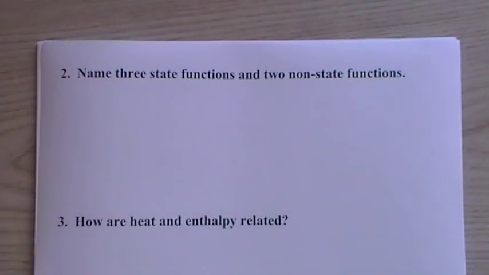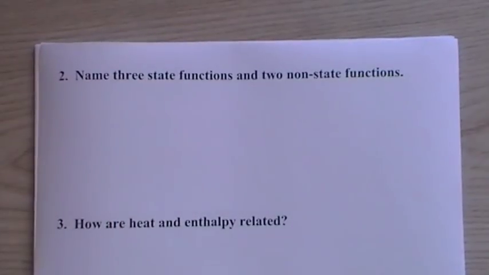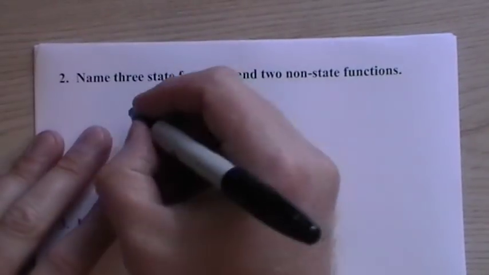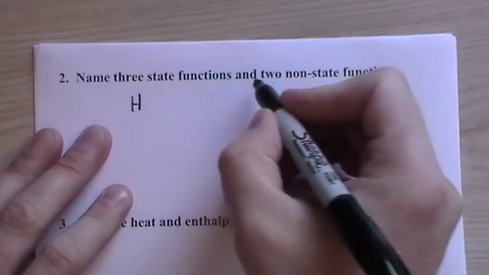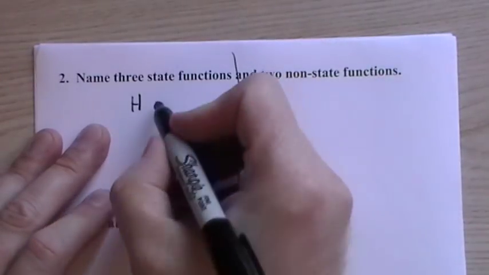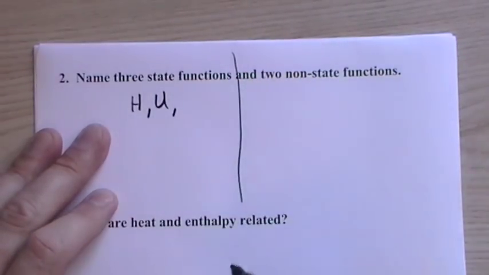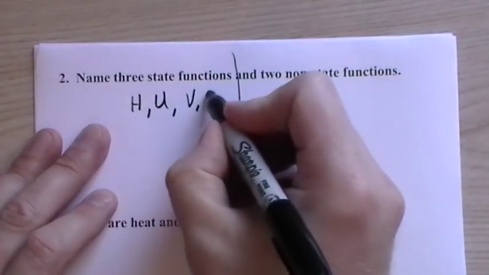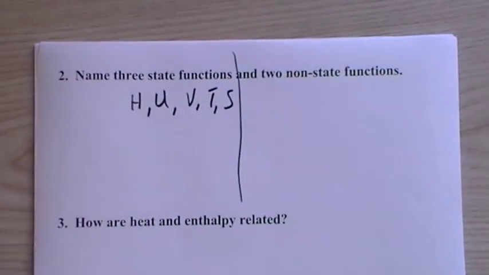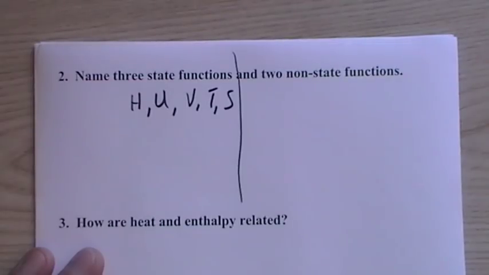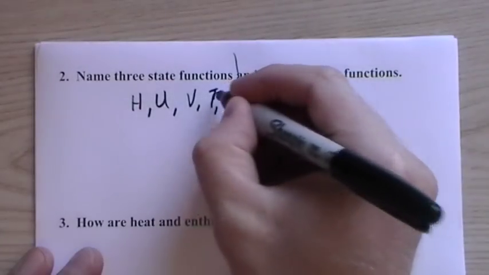Name 3 state functions and 2 non-state functions. Well, enthalpy, H, is a state function, so we'll do state functions first here. U, internal energy, is a state function. Volume, temperature, entropy, we don't really get into that at this stage. Next semester we do. But any of these functions where it only depends on the beginning and the end of the process, the initial and the final, where we don't really need to know the history of this system. These are some of them.